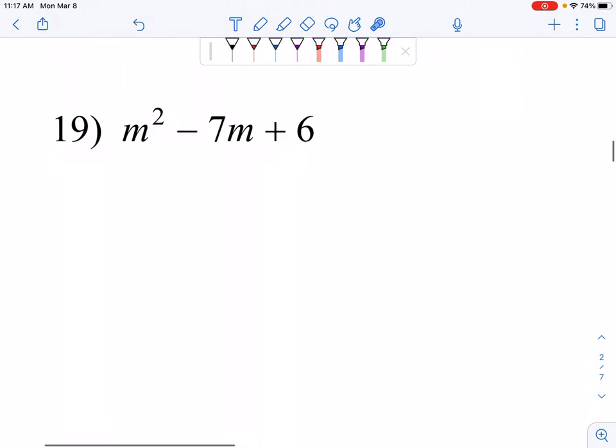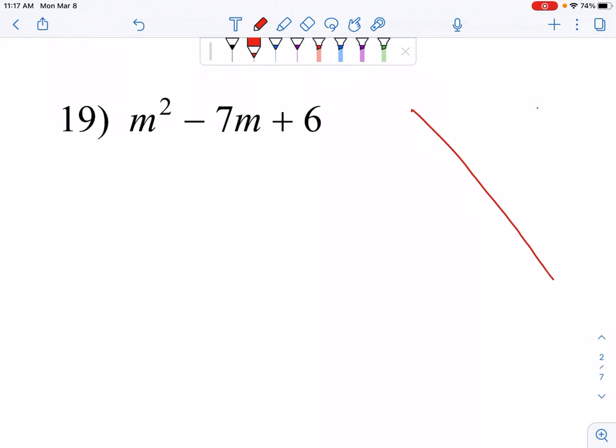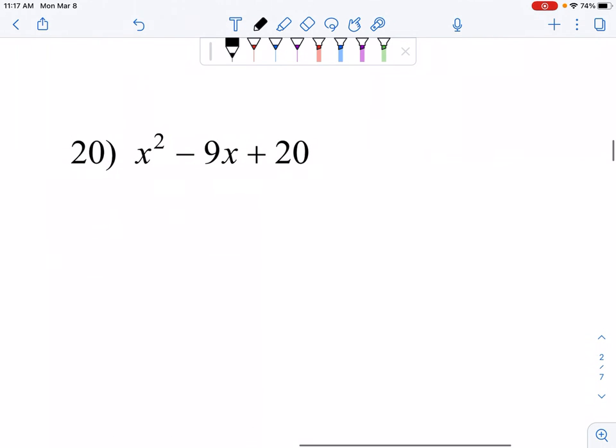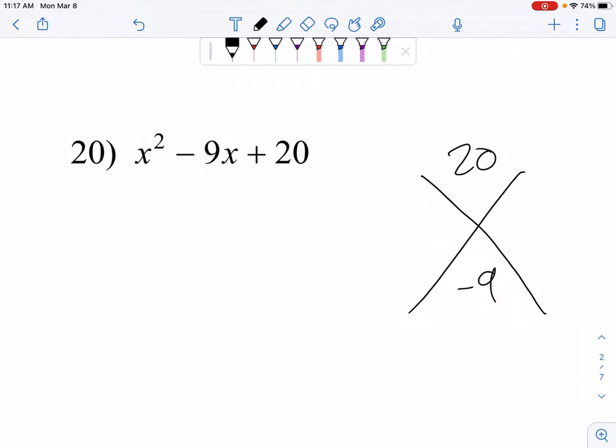Okay, last couple examples here. This one we're going to put a 6 on top and a negative 7 on the bottom. We should be using a negative 6 times a negative 1. And once we find our side numbers, m minus 6 times m minus 1. And finally, here we have 20 on top, negative 9 on the bottom. And let's see, that would be a negative 4 times a negative 5.